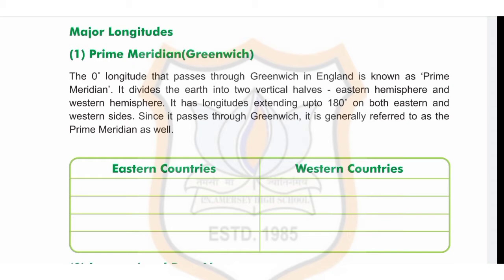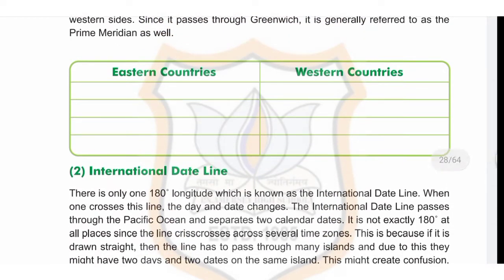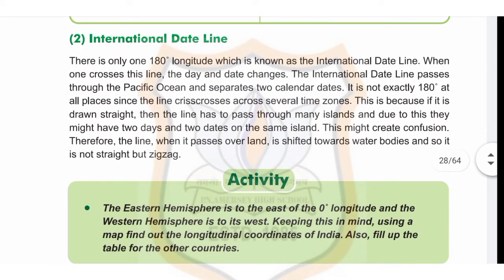Now, a table is given here, eastern countries and western countries. So, this question we will do in our CW copy. Second number is the international date line.